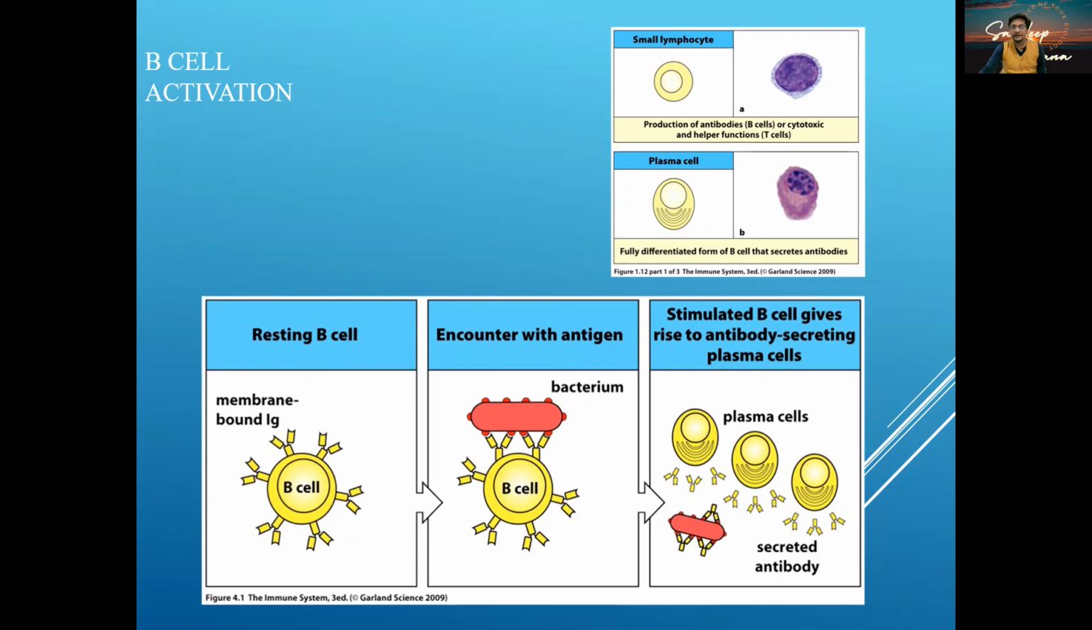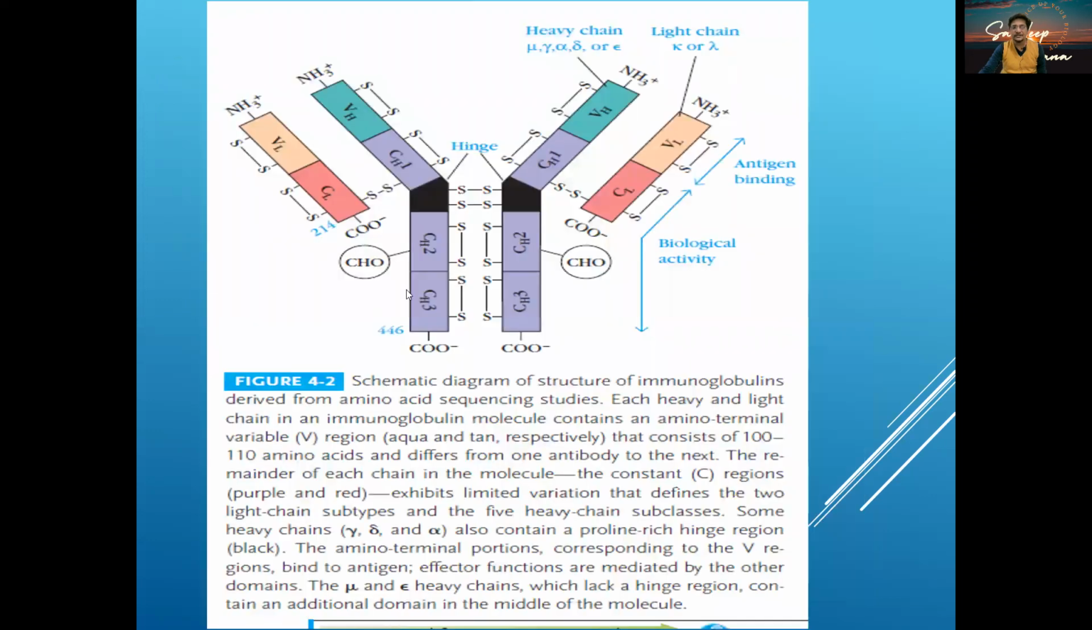Again, there are a lot of things happening in between. From the activation point of view, the B cell gets certain signals from the T helper cell to secrete the antibodies and for its proliferation as well. That is not today's topic. Let's go into the structure.